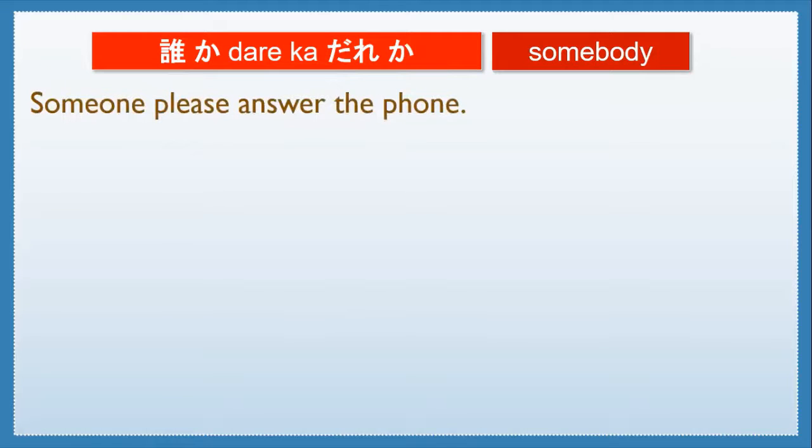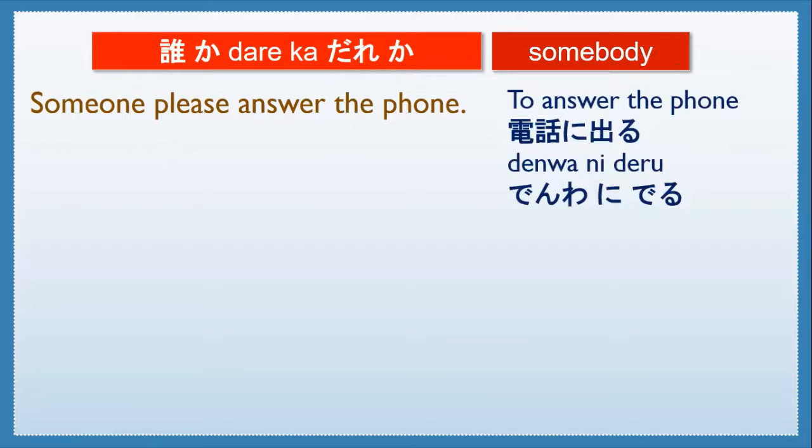Now we will look at other words related to dare. For example, dare ka. What is dare ka? Dare ka is somebody or someone. For example, someone please answer the phone. Let us see this sentence. Someone please answer the phone. So someone is dare ka.